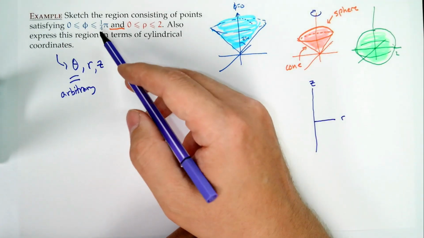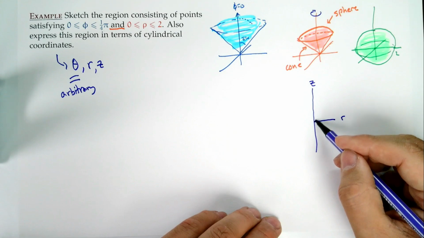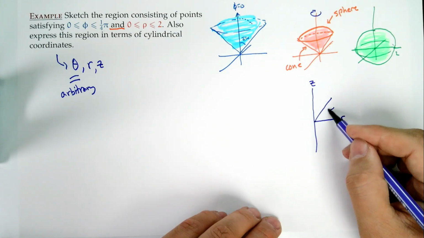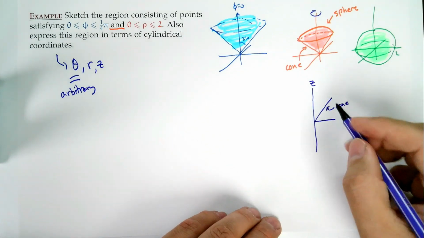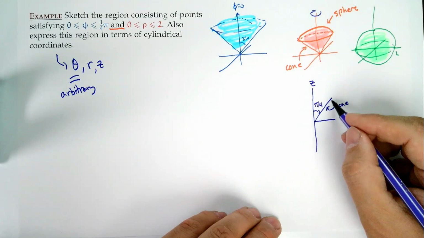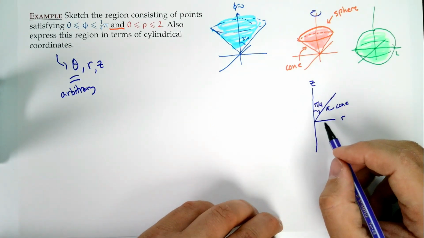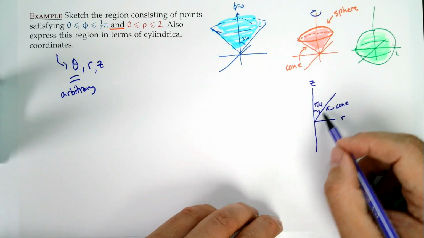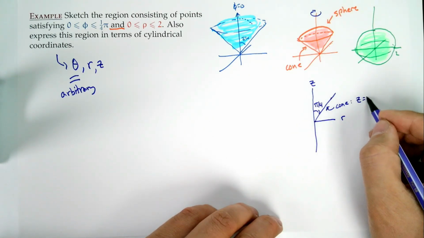Well, it's the cone that comes off the positive z-axis at a 45-degree angle. So this is what the cone becomes. It's a line, and this angle here is pi fourths. Now, if we want to describe this line, that's not a very hard line to describe. Because what is it? Well, it's the line coming out. This is going to be z equals r.